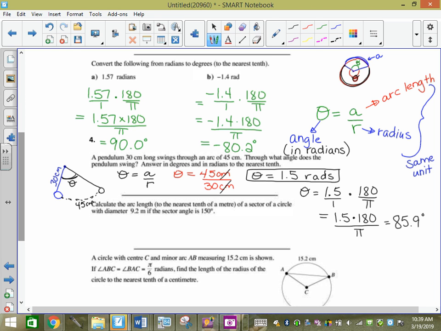The next one says, calculate the arc length. So they want you to find A, to the nearest tenth of a meter, if the sector of the circle has a diameter of 9.2. Can I use diameter in this formula? What do I need to put? Radius. Radius is what? Half of the diameter. So 4.6. If the sector angle theta equals 150 degrees, now I just plug it in.